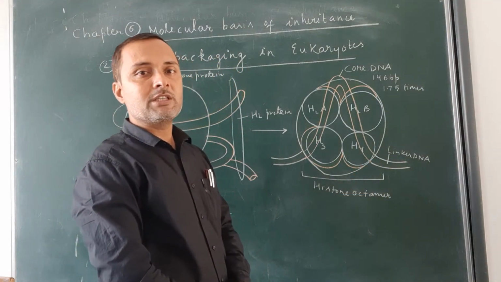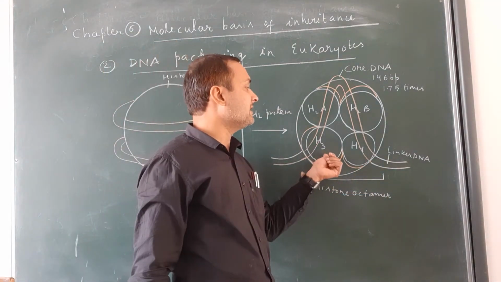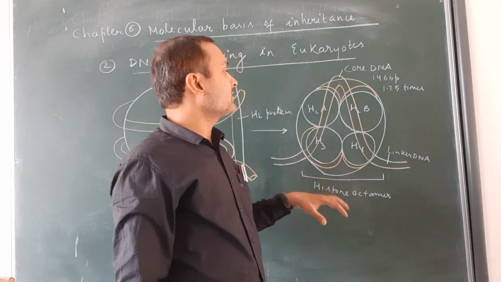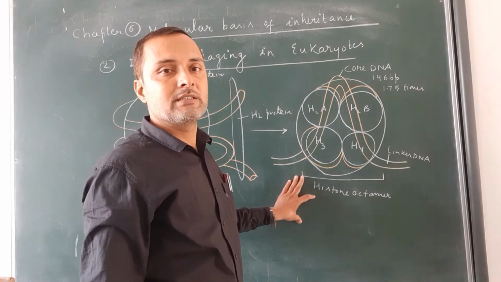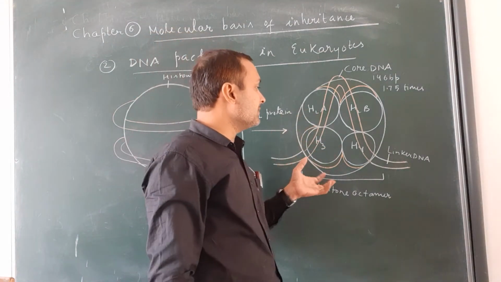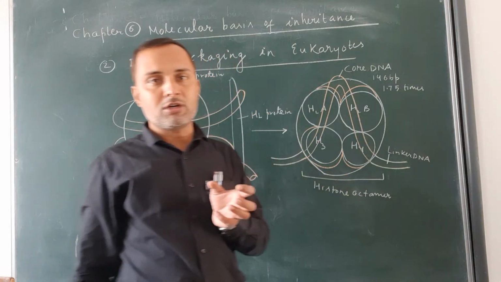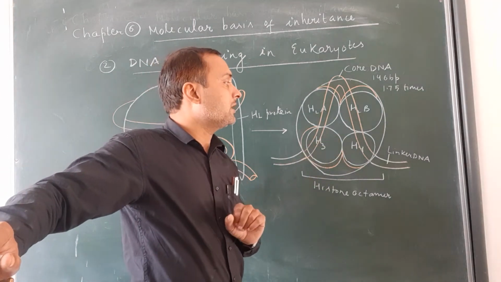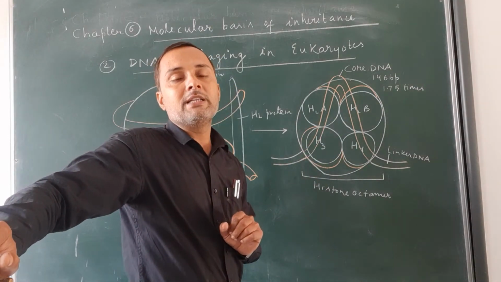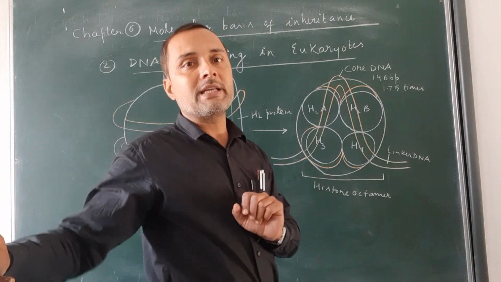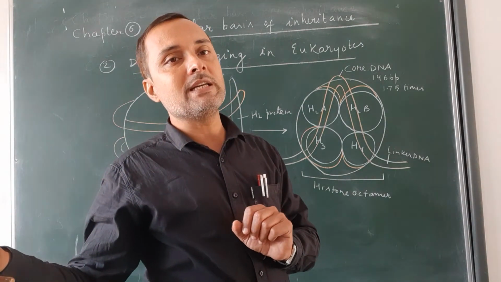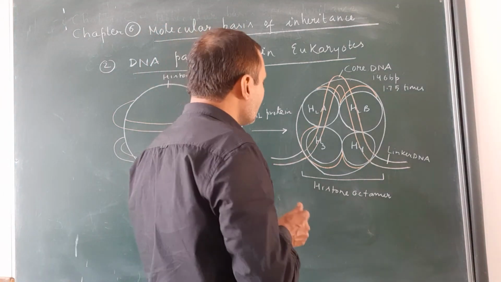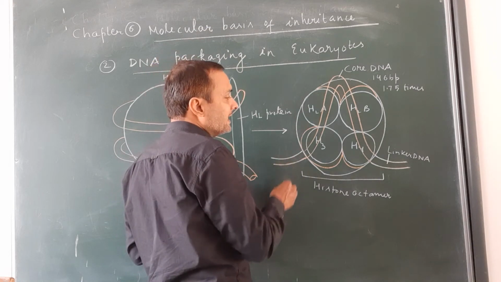Why is histone protein positively charged? Because it is rich in the basic amino acids, arginine and lysine. That's why histone proteins are positively charged. So this is all about DNA packaging in eukaryotes. The negatively charged core DNA is wrapped around the positively charged histone protein, and histones are basic proteins because they contain the basic amino acids lysine and arginine. The segment of DNA that connects 2 nucleosomes is known as linker DNA.